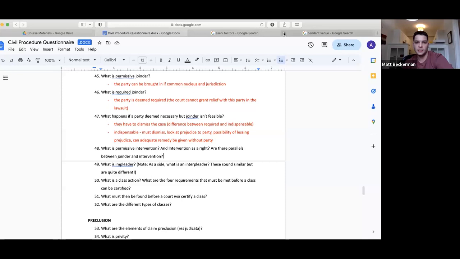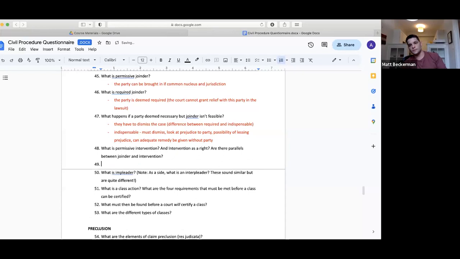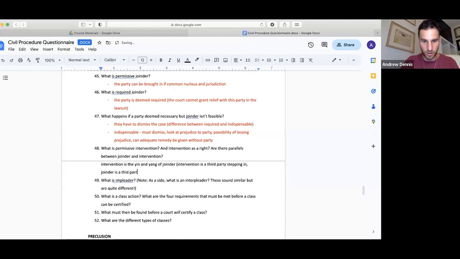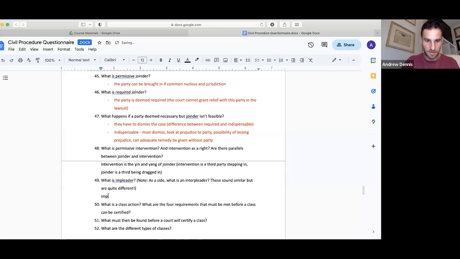Intervention is like the opposite of joinder. Joinder is you're in the suit and you're bringing in someone else. Intervention is you're out of the suit and you're forcing your way in. It's more like a yin and yang thing. Intervention is a third party stepping in. Joinder is a third party being dragged in, basically. And that's impleader, which is how to drag in a defendant.